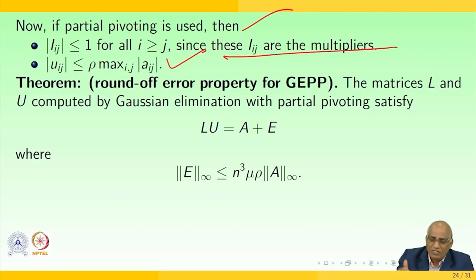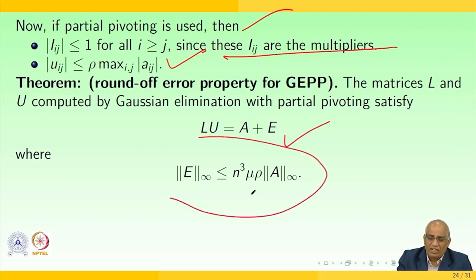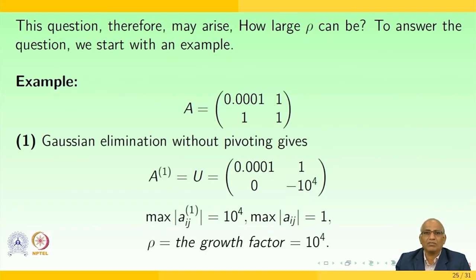So LU is equal to A plus E, and mod of E is less than or equal to n cube times mu into rho of A, that is the infinity norm. The question therefore may arise, how large can rho be? To answer this, we start with a new example.